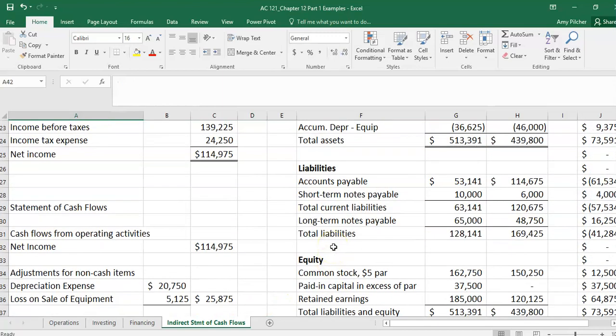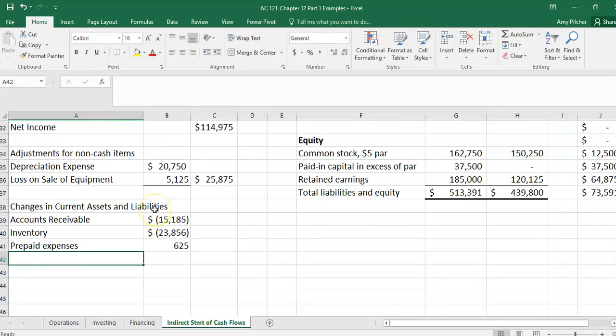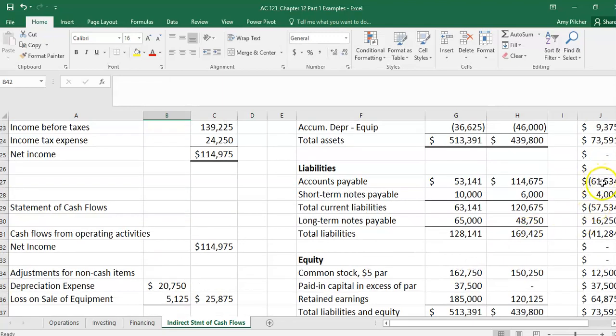For our current liabilities, we have accounts payable, and then short-term notes payable is also a current liability, but notes go in the financing section of the statement of cash flows and not in the operating section. So we're only going to look at accounts payable. So what was that change in accounts payable? Accounts payable decreased by $61,534. That is a cash flow out. That's how we reduce our accounts payable.